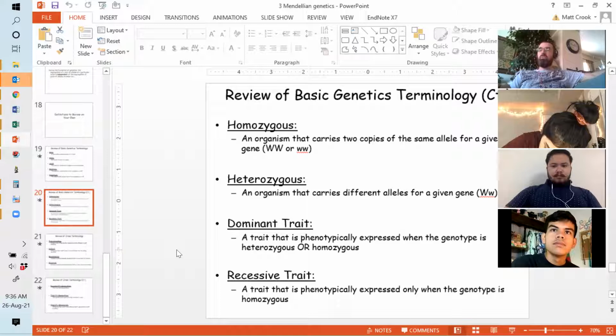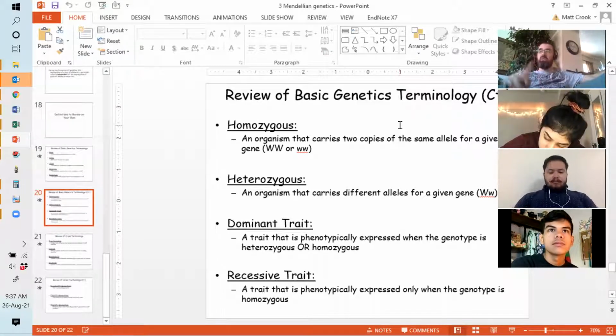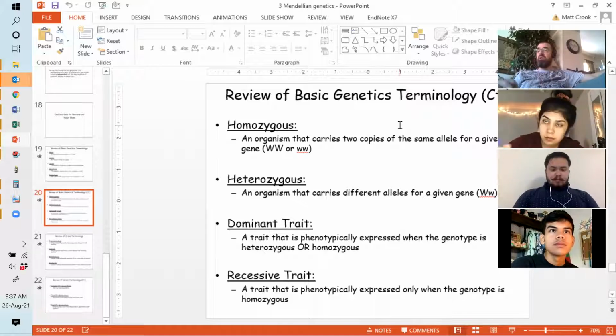This is all pretty straightforward too, homozygous, heterozygous. So we're always talking about diploid organisms, which we are, right? So every diploid organism has 2 copies of a gene. They may be the same, in which case it'll be homozygous. They might be different, in which case it'll be heterozygous, right?